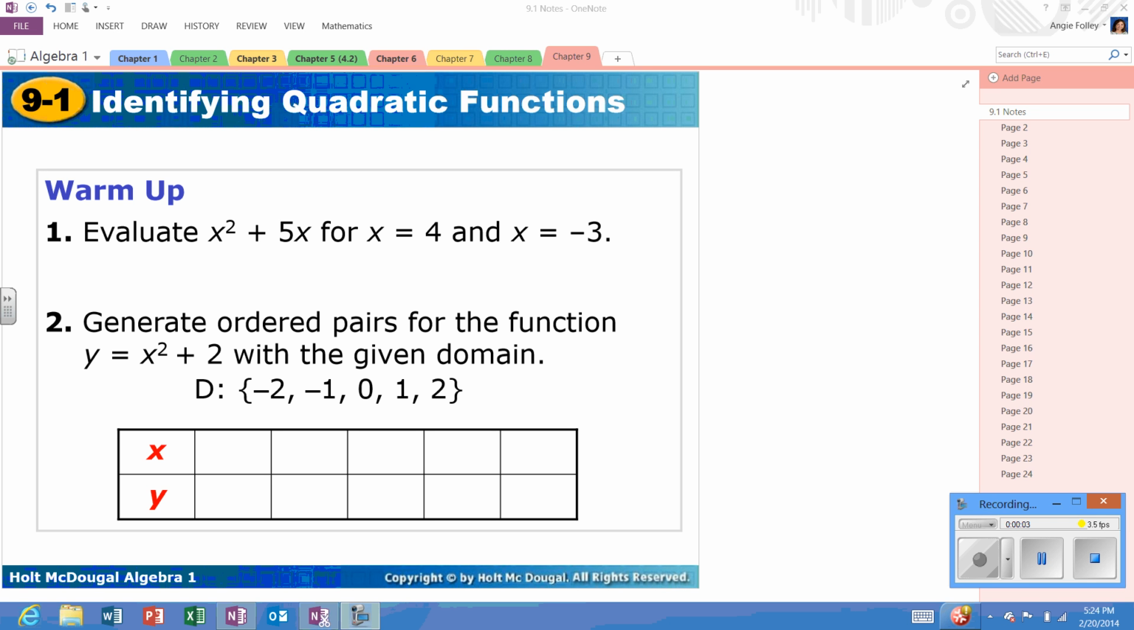This is Algebra 1, Lesson 9.1. We're going to look at identifying quadratic functions. So Chapter 9 is pretty much dealing with quadratic functions. So let's go ahead and take a look at our warm-up first.